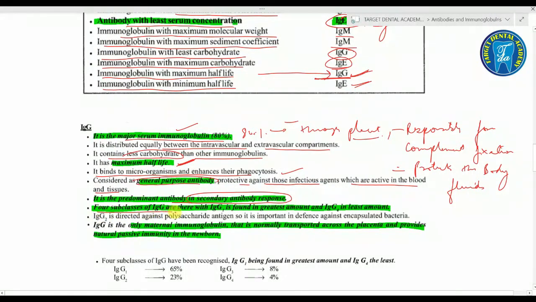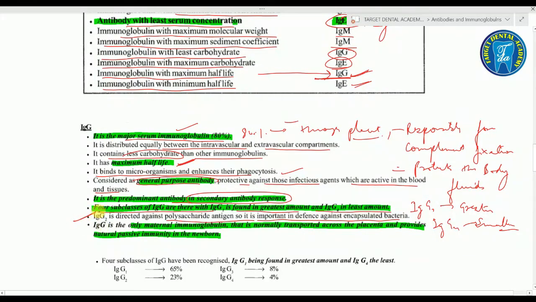Four subclasses of IgG are there. IgG1 is found in the greatest amount, while IgG4 is found in the least amount. IgG2 is directed against polysaccharide antigens, so it is important in defense against encapsulated bacteria.